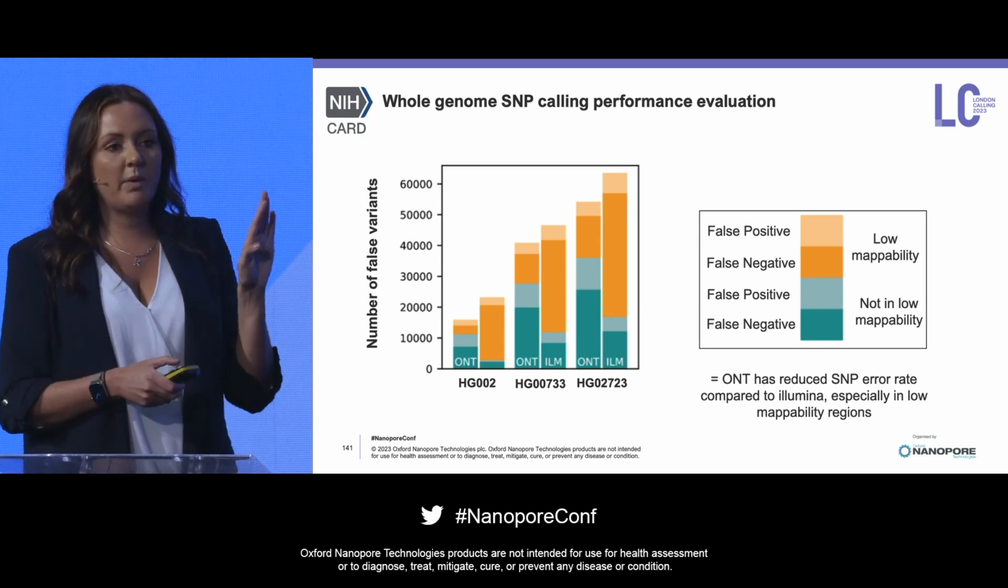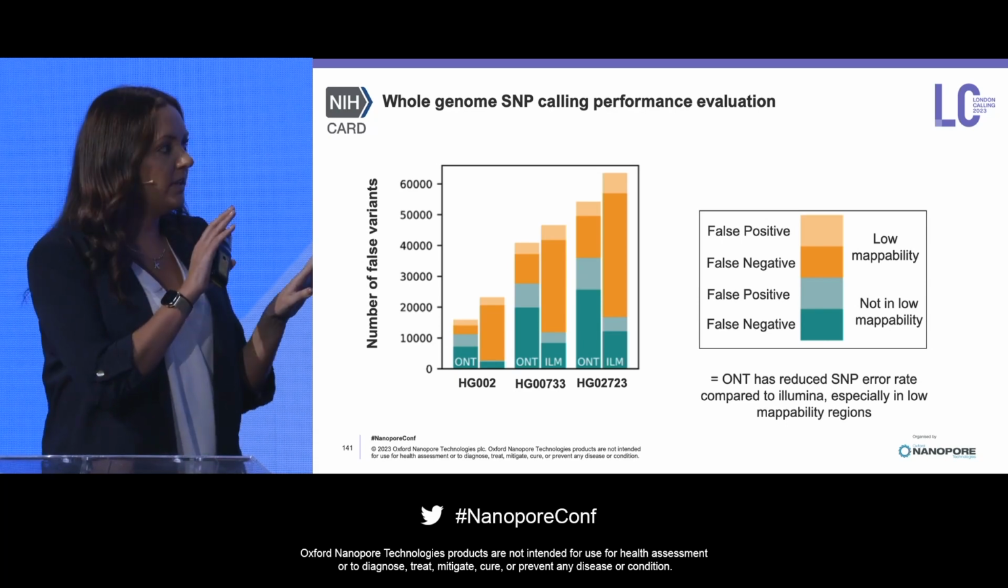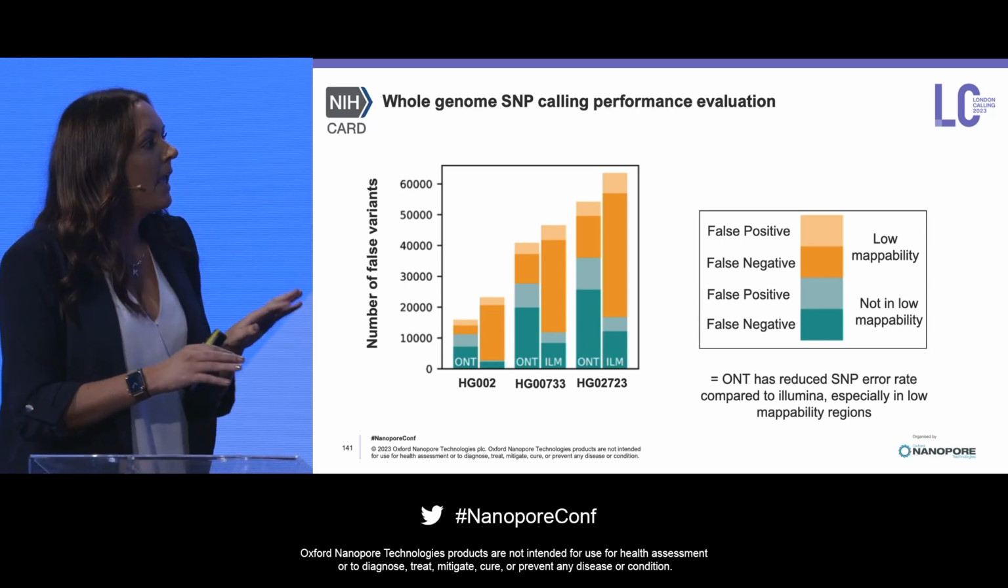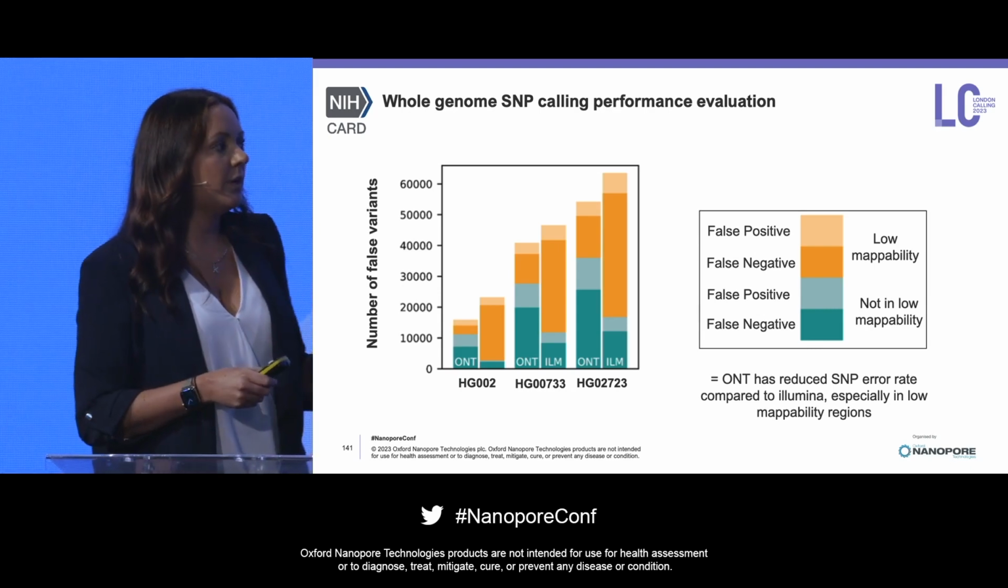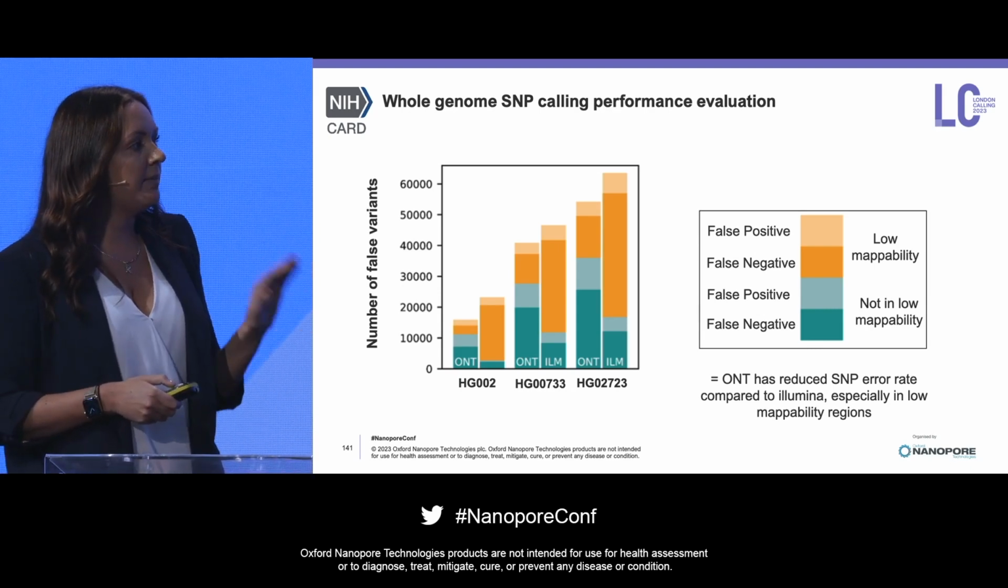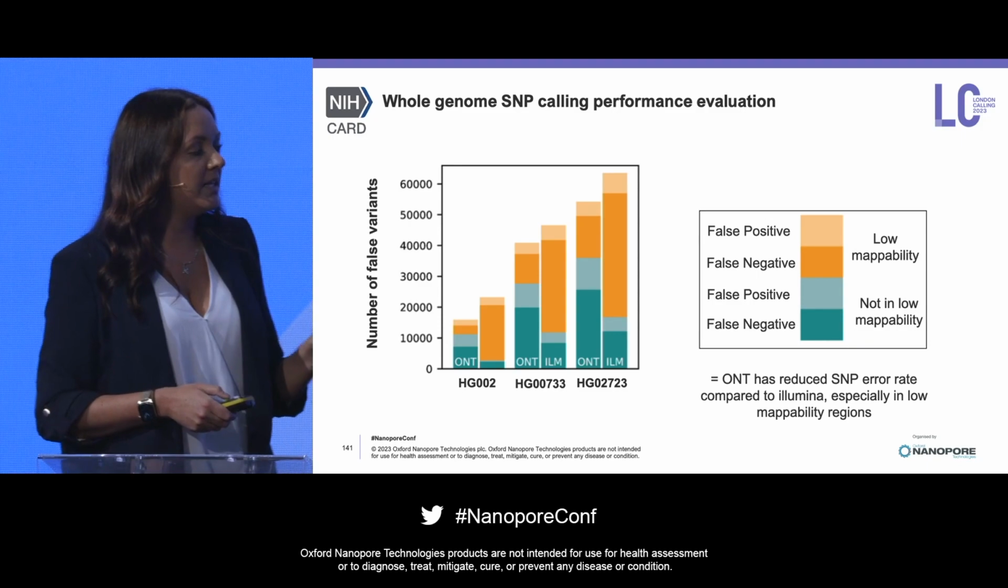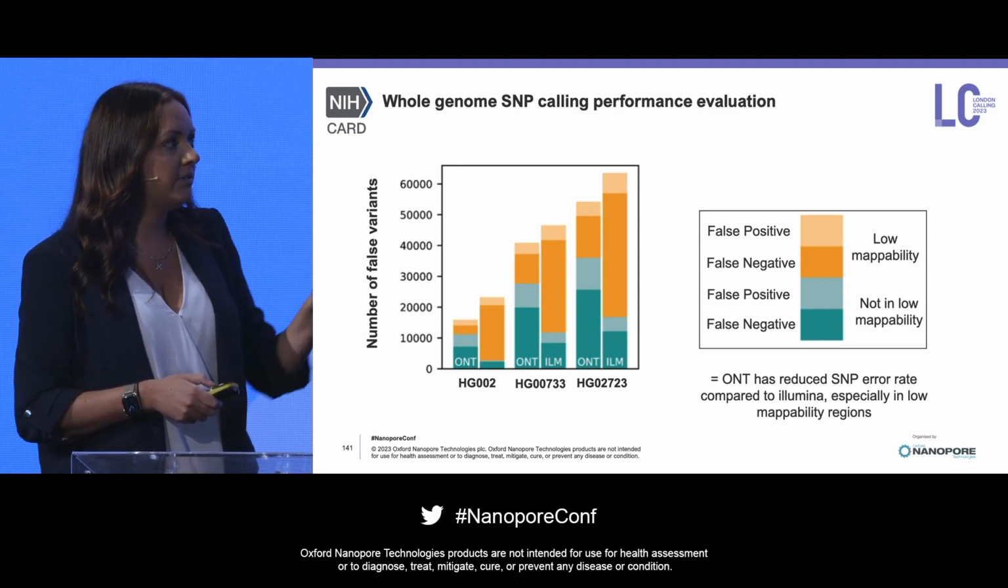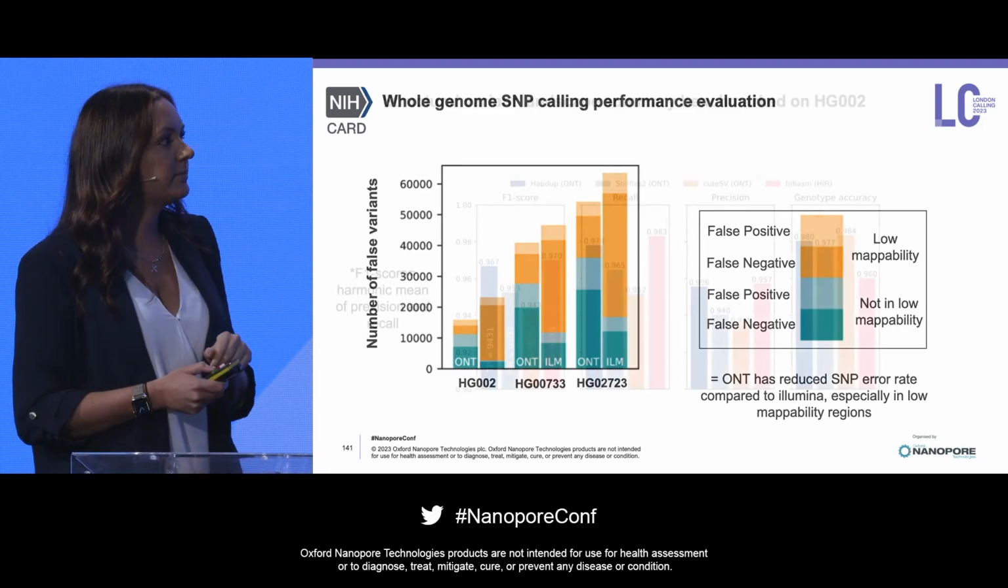And so this is where we've compared Nanopore to Illumina in the same sample. And overall, what we're showing is that Nanopore has a reduced SNP error rate compared to Illumina, especially in those low mappability regions, which are shown in the orange.